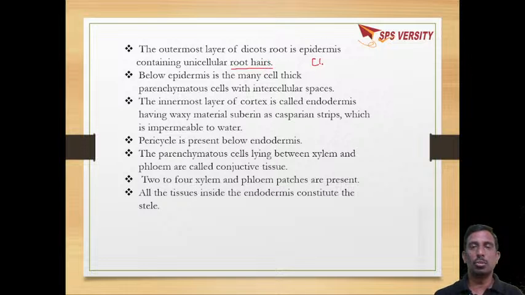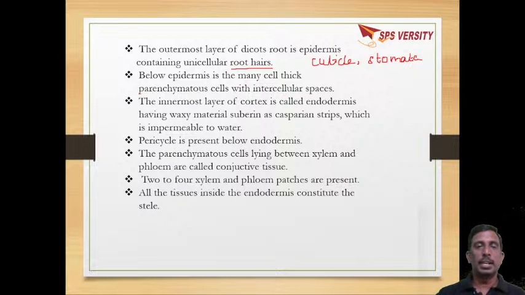इसमें क्यूटिकल नहीं रहता, नो क्यूटिकल नो स्टोमेटा एपिडर्मिस में. और एपिडर्मिस के नीचे thin walled parenchymatous cells which is called cortex. The next layer of epidermis, it is called cortex. And the innermost layer of cortex, it is called endodermis. So in endodermis, the cells are barrel shaped and arranged compactly. Compactly means without intercellular space.